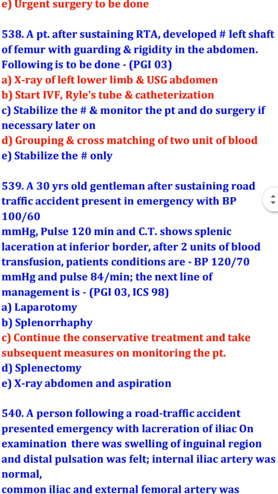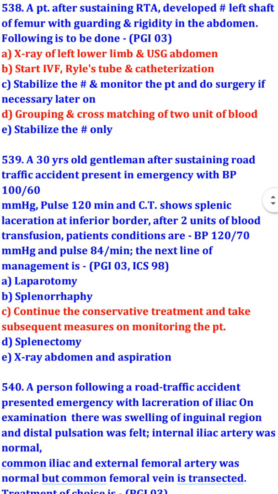A 30-year-old gentleman after sustaining a road traffic accident presenting in emergency with blood pressure of 100 by 60 mm of mercury, pulse is 120 per minute, and CT scan shows splenic laceration at inferior border. After 2 units of blood transfusion, patient condition: blood pressure 120 by 70 mm of mercury and pulse is 84 per minute. The next line of management is continue the conservative treatment and take subsequent measures on monitoring the patient.